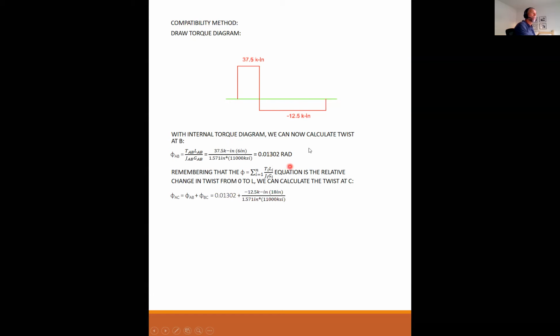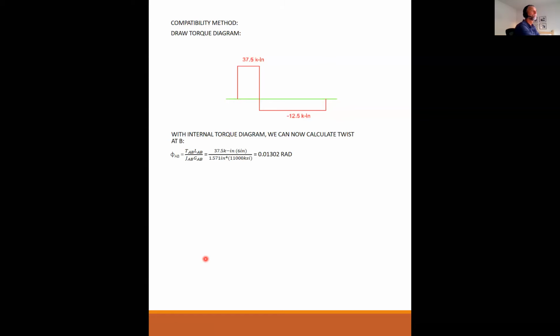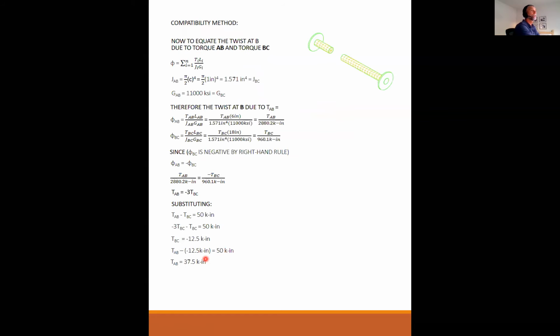from A to B, I already know is 0.01302. And then I put in what I know for B to C, minus 12.5 kip inch times 18 over 1.571 inches to the fourth over 11,000. And I get 0.00000 radians, which is what it should be because at point C, it's fixed. Okay. Go back here to illustrate that point.